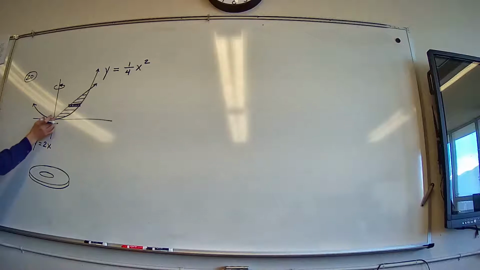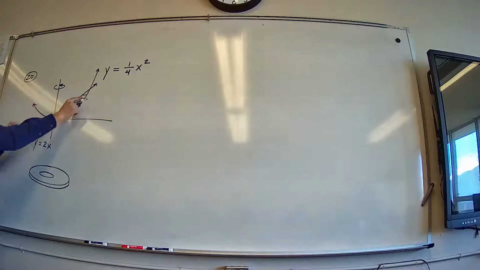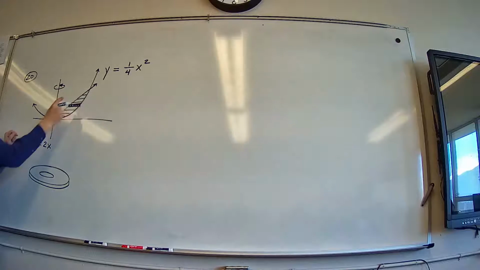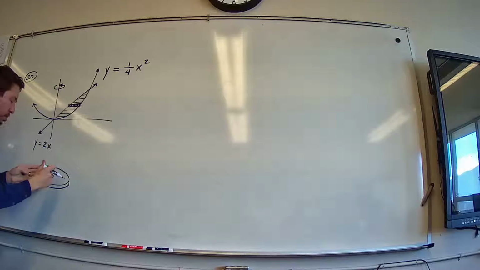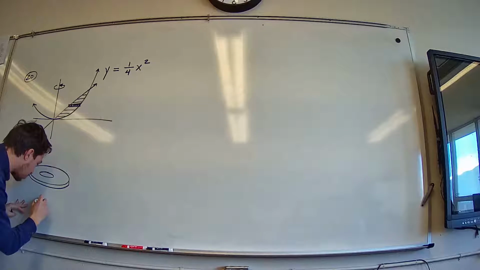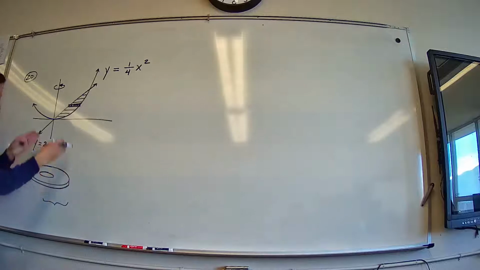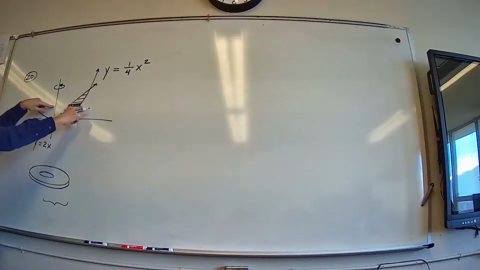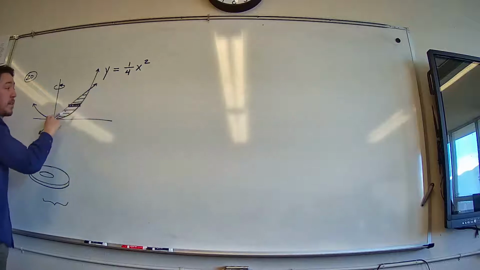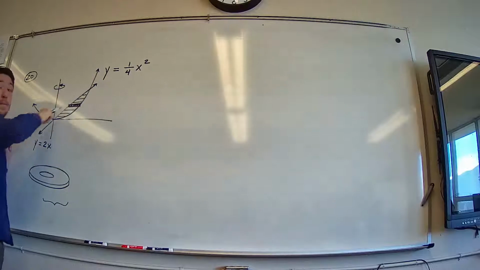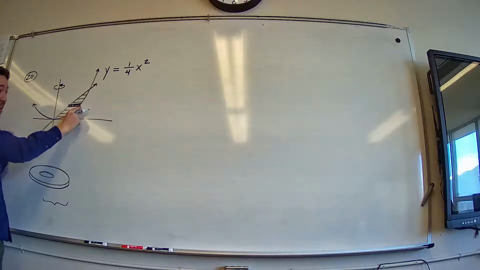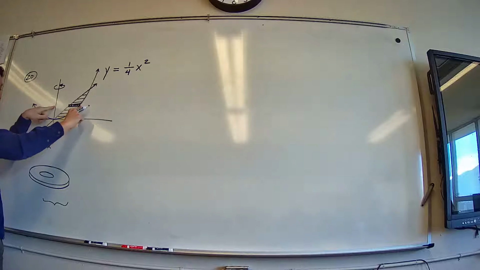Mm-hmm. So the washers would have a hole that would be really big up top, like up at this y value, and the washers would have a small one down here. So, okay, what is the outer radius? It's related to the parabola, but it's actually the x value of this point, isn't it? Yeah. So it's this distance, which is the x value of a point on this curve.